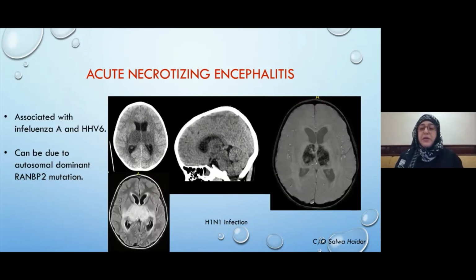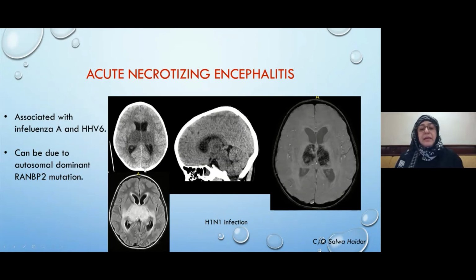Another reason for hemorrhagic encephalitis would be acute necrotizing encephalitis, and this we see secondary to influenza A and human herpesvirus 6 infections. Sometimes these are commonly seen in patients or families who have RANBP2 mutation.